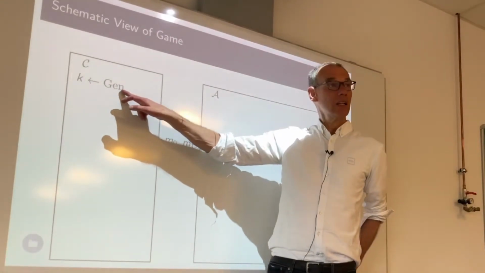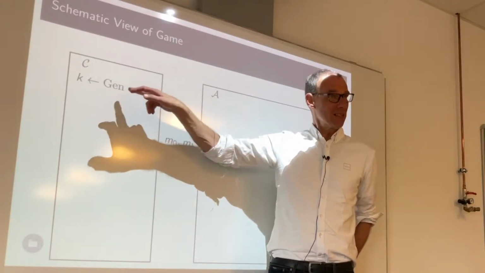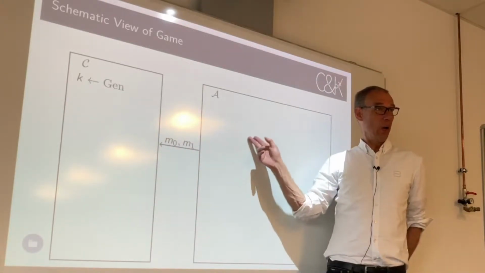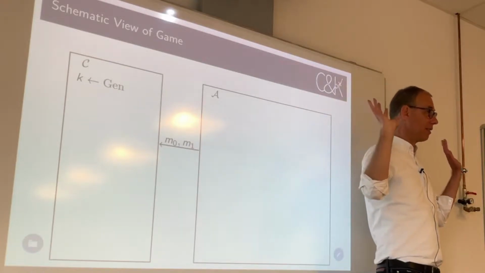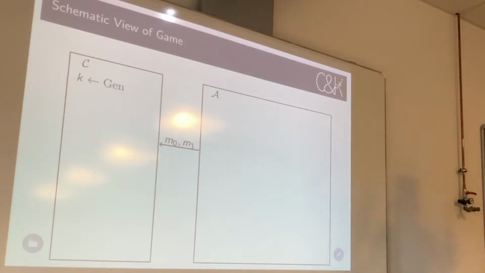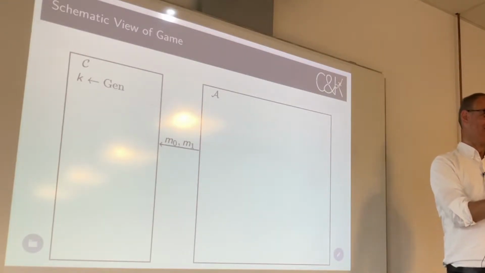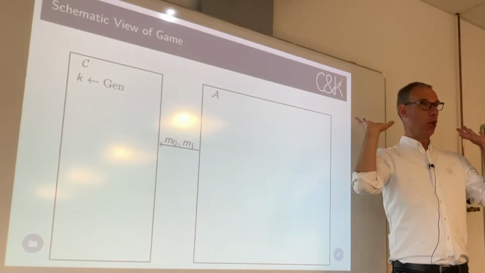Unlike here, where I really say this is done according to the key generation algorithm, that's the way the challenger does it. Here, I do not specify how A does it. It's up to A. Right? It's the definition of A, and I don't make any assumptions on A. So I just say, you just have to give me two messages. How you do that internally, I don't know.